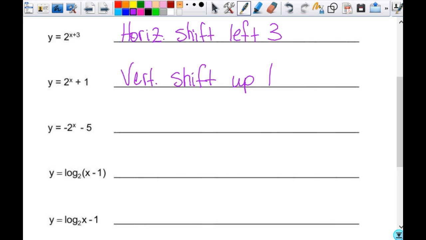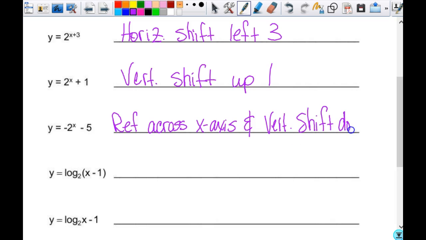All right, George, is this horizontal or vertical or both? Okay, vertical. So what do we have here? Okay, vertical shift down 5, and what else? Reflection across the x-axis. Good. Which one will we have to do first? The reflection. Good. So I'm going to write it first. Reflection across x-axis and vertical shift down 5. Okay, very good. Thank you.